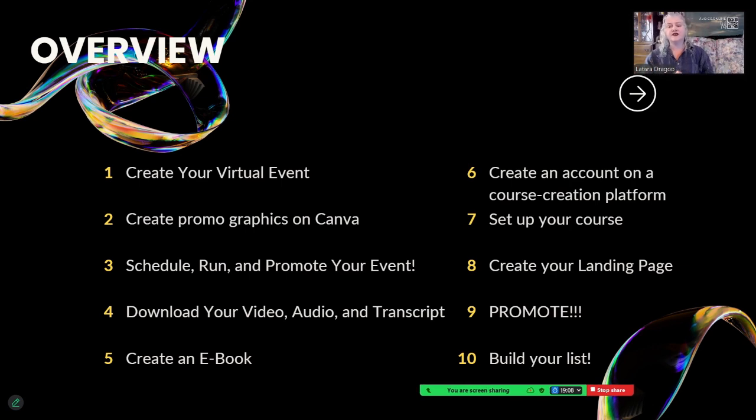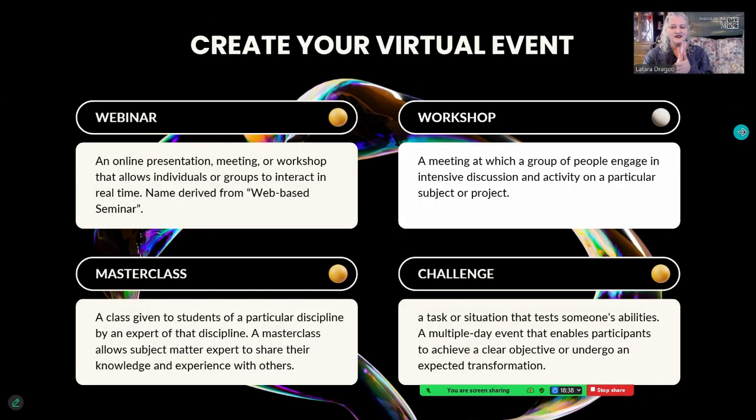Now, the next step is to create an account on some sort of course creation platform. You might already have something, or I'll recommend some to you in one of the following slides. The next one is to set up the course on the platform and then create a landing page. And the ninth step is to promote the event, and eventually you're going to be building your list. That is the overall goal in doing this, right? So that's all of the steps.